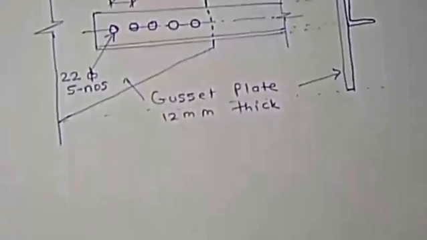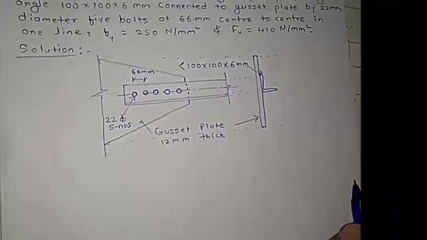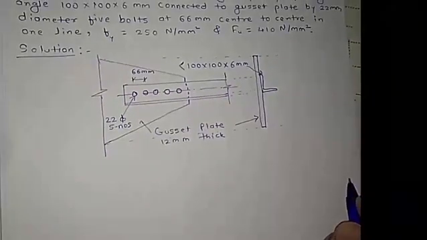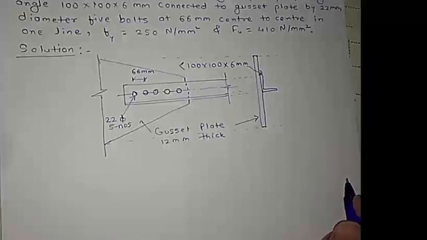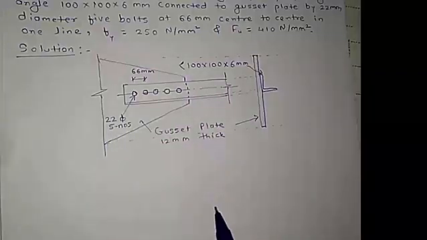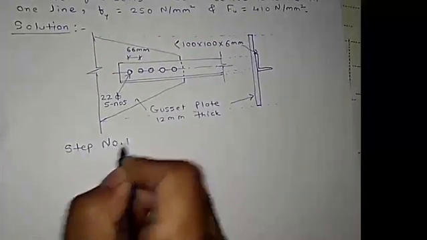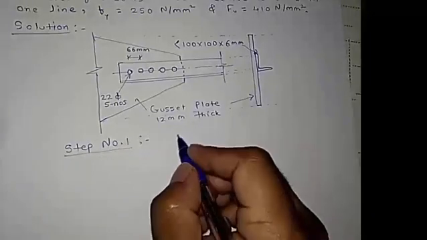So we'll proceed with step number 1, that is to calculate cross section yielding. We'll be referring to the clauses related to IS 800 and accordingly calculate. We'll basically calculate cross section yielding, net section rupture, and then block shear failure, and whatever the least value we get will be considered as the design tensile strength. So step number 1, that is cross section yielding.